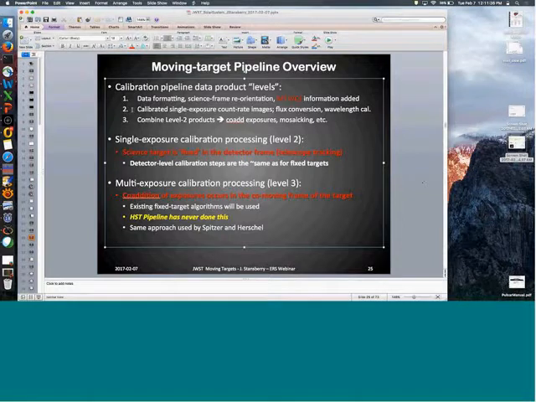Then level 2 is calibrated single exposure count rate images. So at this point, the data is still in the detector coordinates or pixel format. We apply flux conversion, do wavelength calibration. Those are all parts of the level 2 processing. And then level 3 is when you're taking the level 2 products. So if you've got multiple exposures, multiple NIRSpec or spectrometer things, then you would be combining those and extracting spectra and co-adding in the frame, and that's the high-level data product.